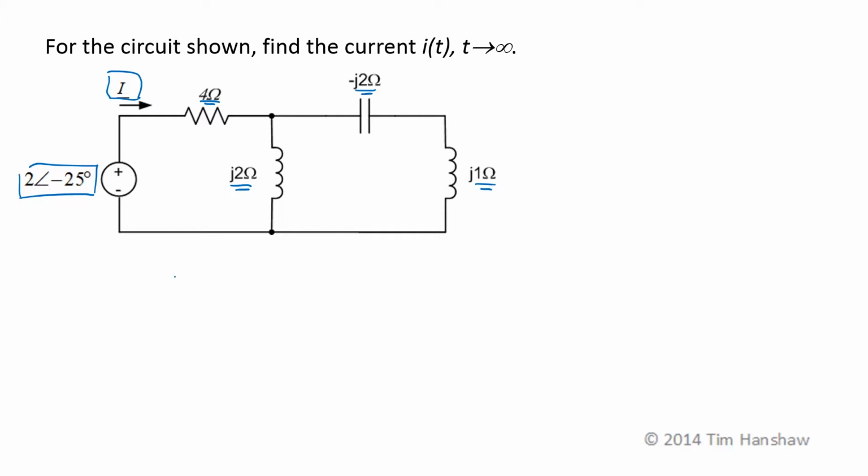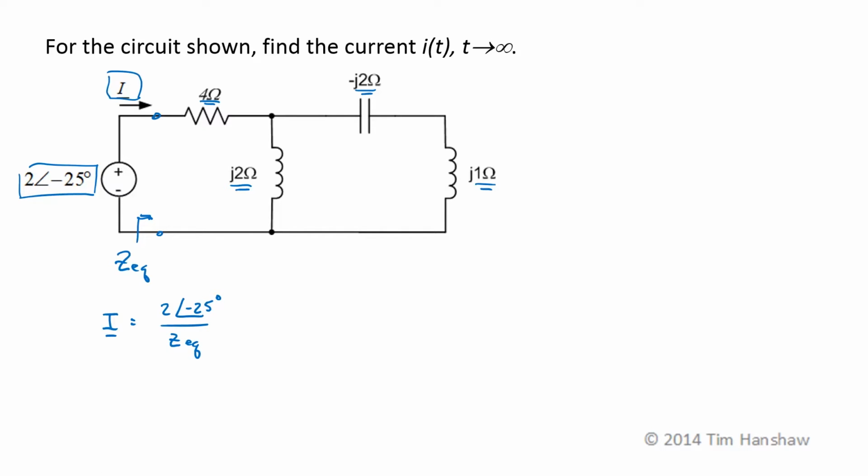This circuit looks like it's a natural for circuit reduction. These two circuit elements are in series. If I combine those, they'll be in parallel with this impedance, and then that total result will be in series with the 4 ohm resistor. Once we've gotten that equivalent impedance across these terminals, I, as a phasor, is just going to be the voltage, 2 at an angle of minus 25 degrees, over ZEQ.